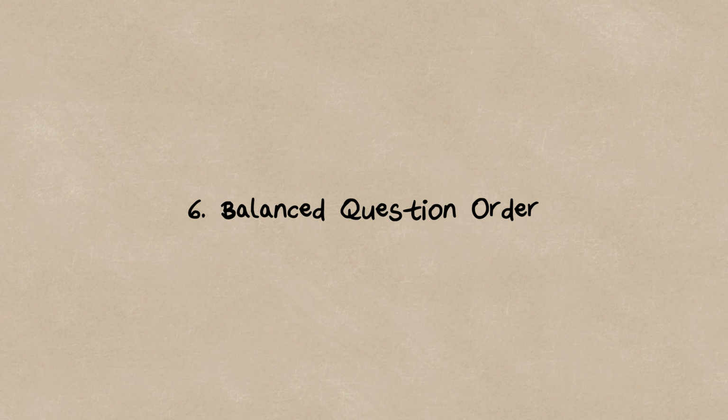Number 6, balance your question order. The order of questions can influence responses. Place questions in a logical order and avoid placing sensitive or potentially biasing questions at the beginning. This helps maintain the reliability of responses throughout the survey.